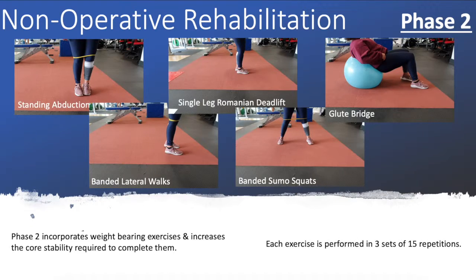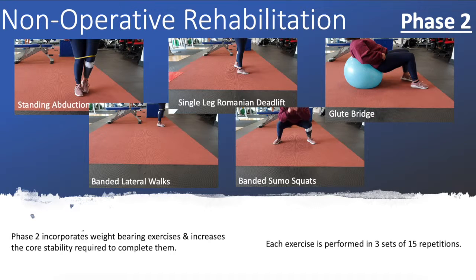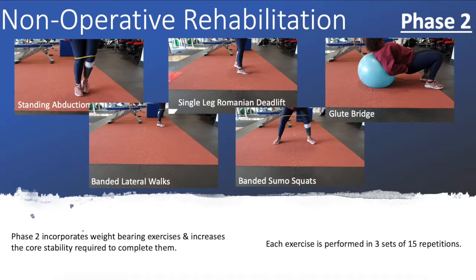Phase 2 of non-operative rehabilitation consists of standing abduction, banded lateral walks, single leg Romanian deadlift, banded sumo squats, and a double leg glute bridge. Phase 2 aims to incorporate weight-bearing exercise and increases core stability required to complete the exercises. Each exercise is to be performed for 3 sets of 15 repetitions. Similarly to phase 1, the client should not be progressed on to phase 3 whilst there is pain during exercise or exercises are being completed incorrectly.